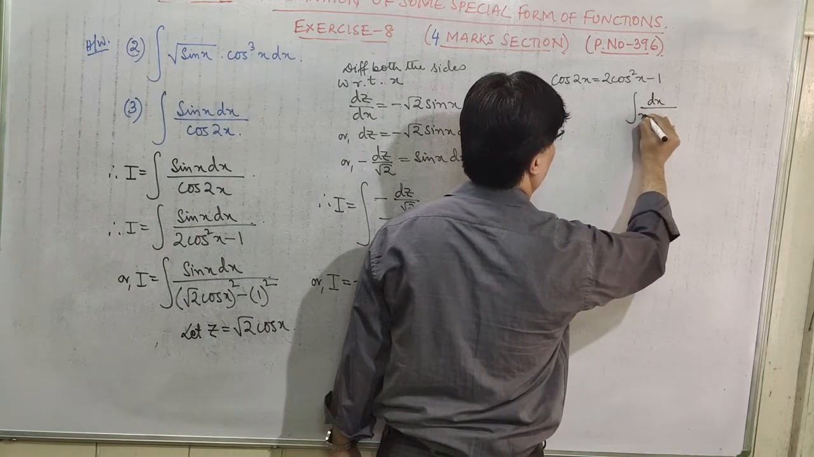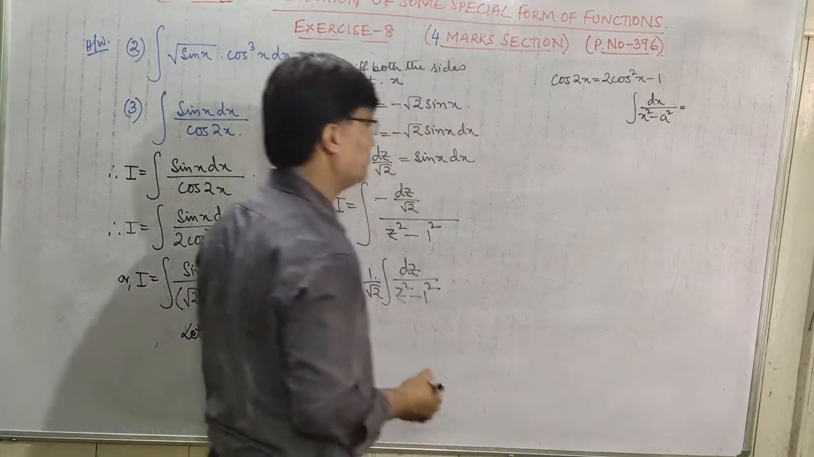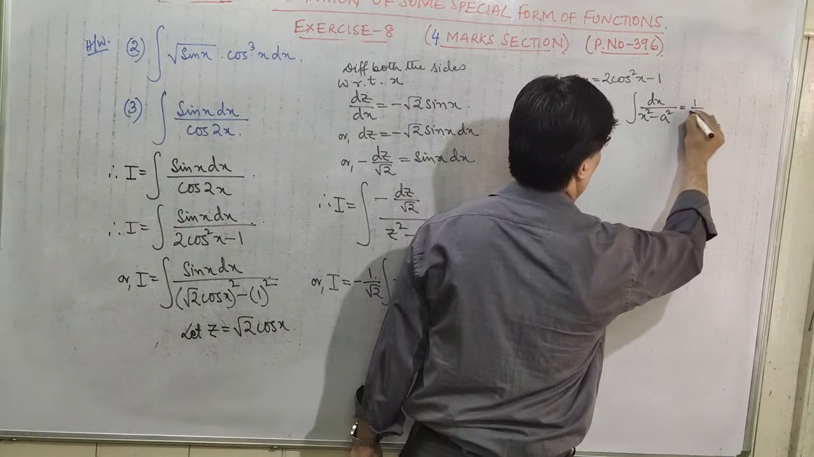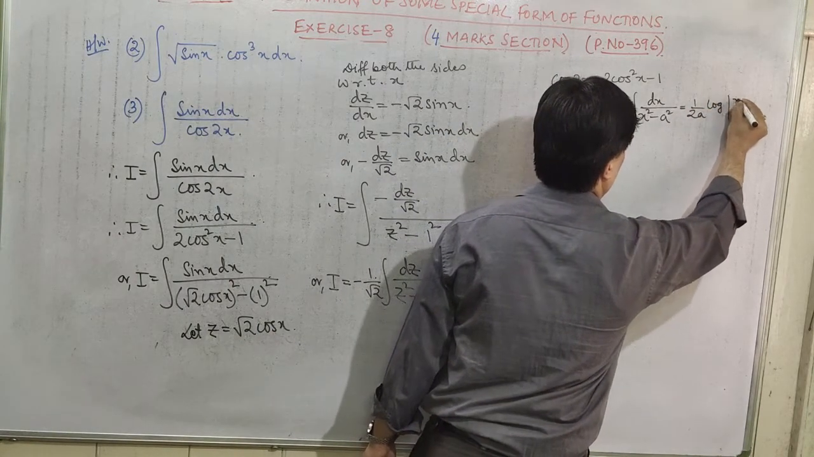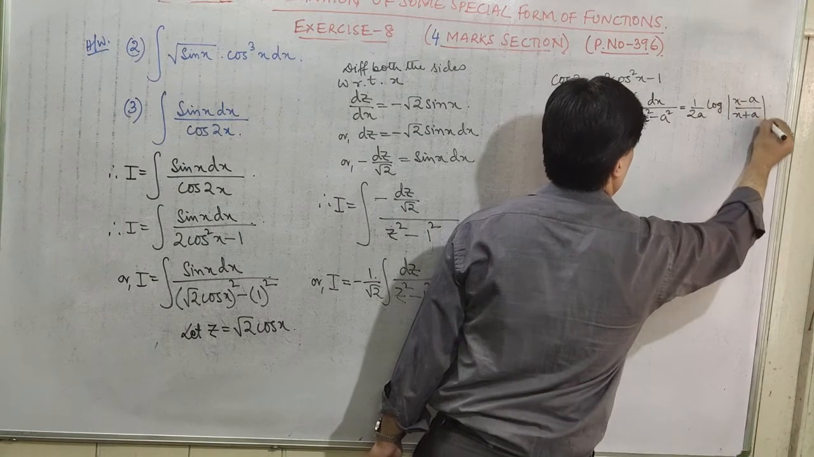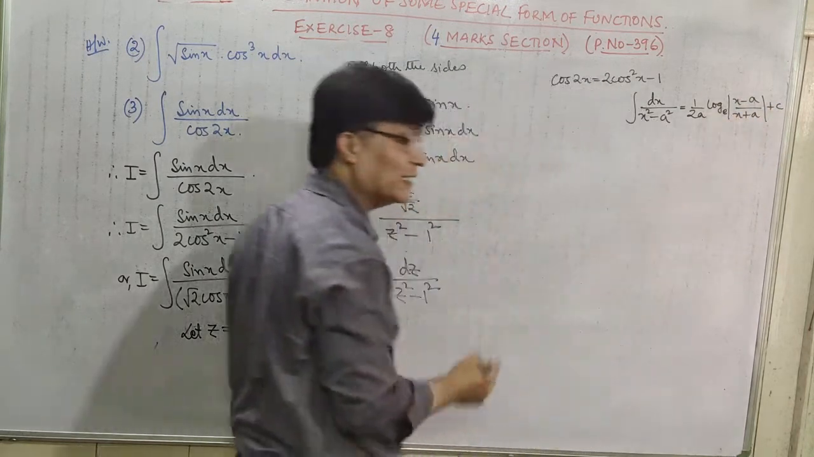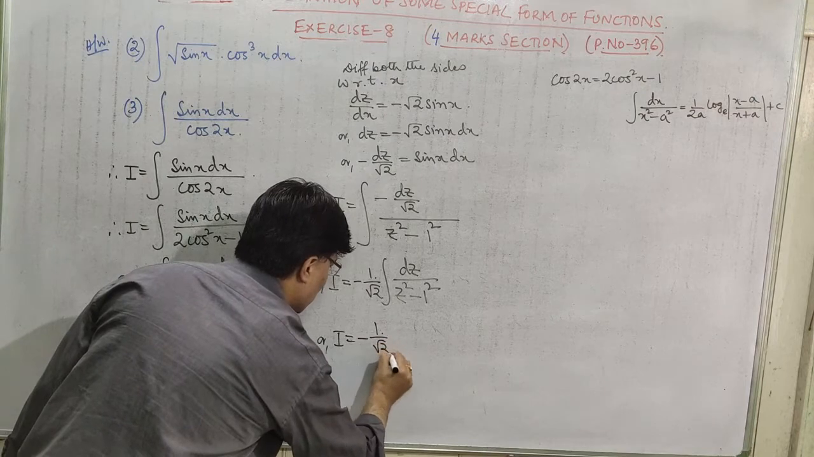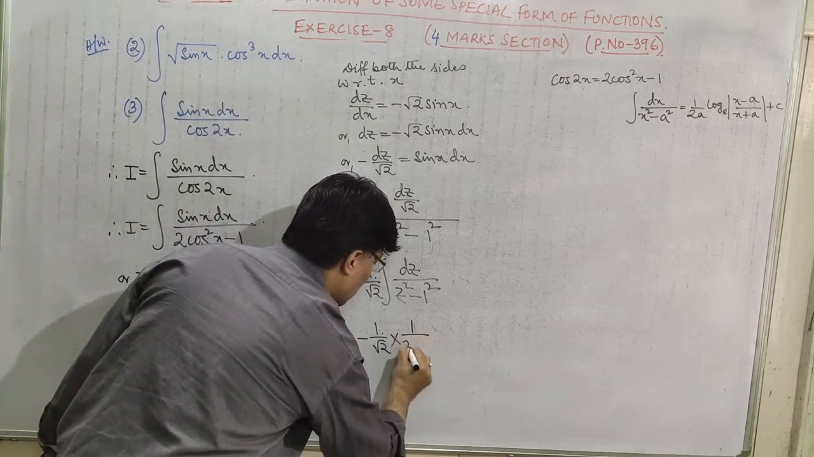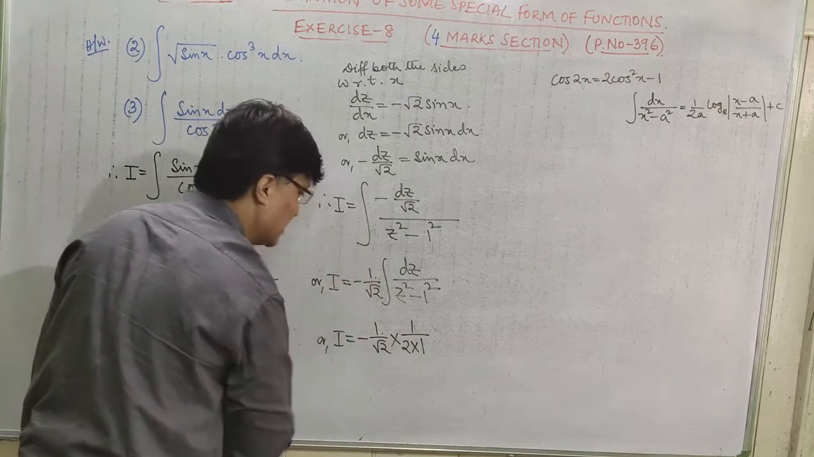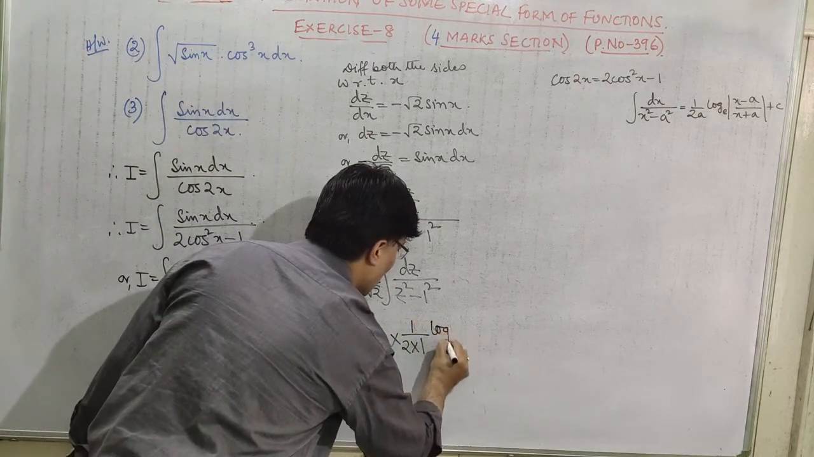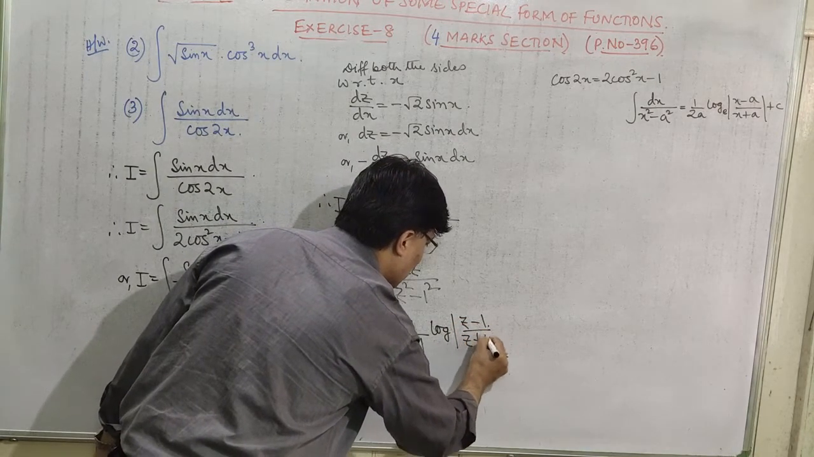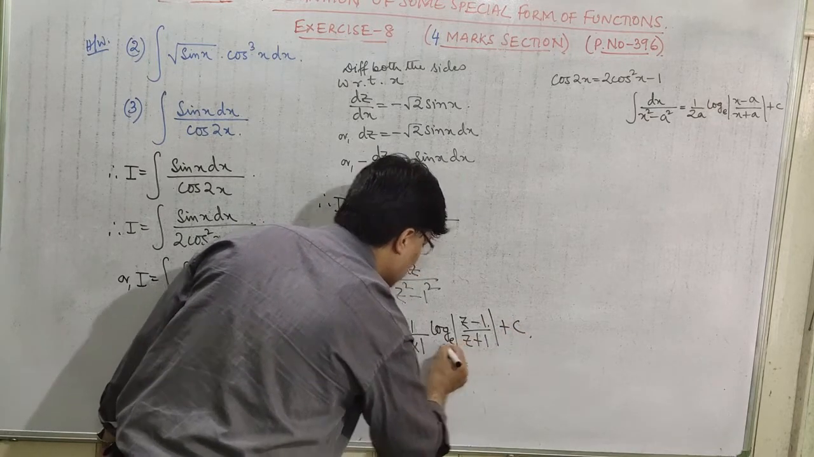Integration of dx divided by x square minus a square. What is the formula? It is 1 by 2a log within mod x minus a upon x plus a mod sign close plus c. Here the base is e. You can use this formula, right? So I is equal to minus 1 by root 2 into, what is the formula? 1 by 2 into a, here a is 1, x here is z. 1 by 2a log within mod, what is x minus a? That is z minus 1. What is x plus a? Z plus 1 mod sign closed plus c. Here the base is e.